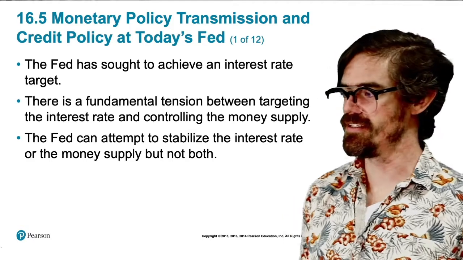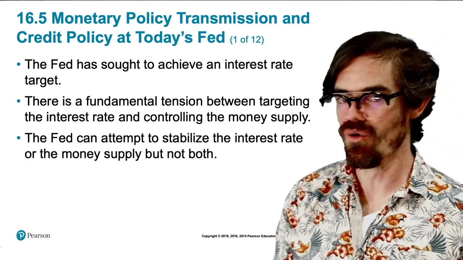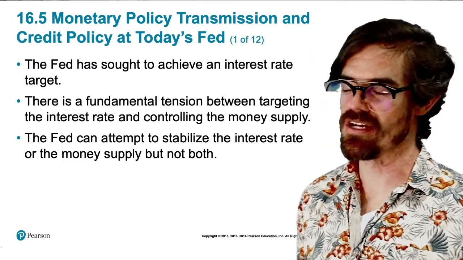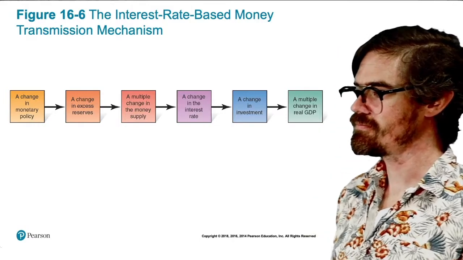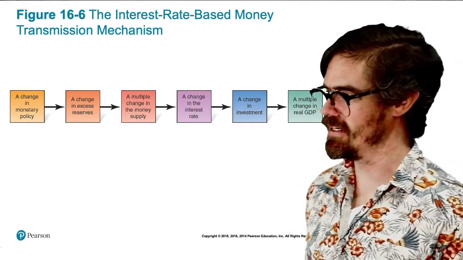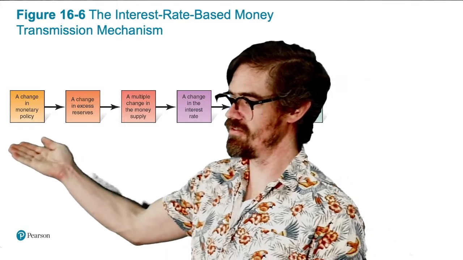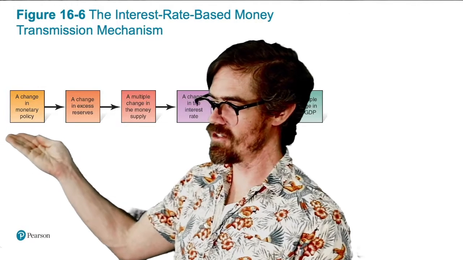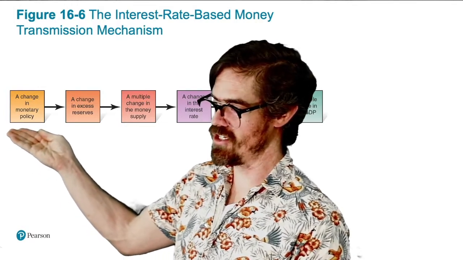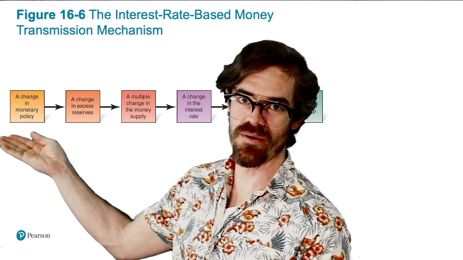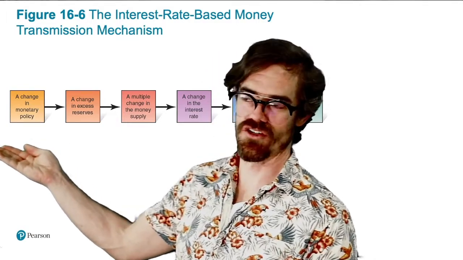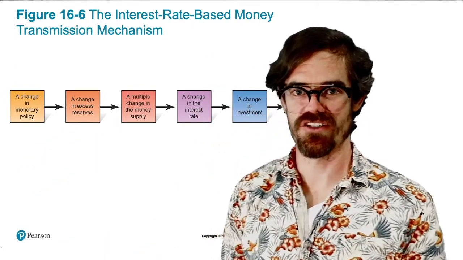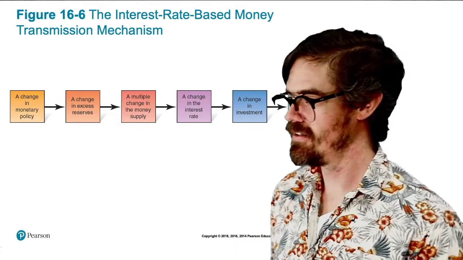Now, the Fed can attempt to stabilize the interest rate, or it can attempt to stabilize the money supply, but it cannot do both at the same time, as it turns out. And this is because of the transmission mechanism. So basically, to illustrate this, we start with the Fed engaging in a change in monetary policy. So it either decides to buy more bonds or sell more bonds in an effort to change the interest rate. In doing so, it changes the amount of excess reserves that banks have on hand.